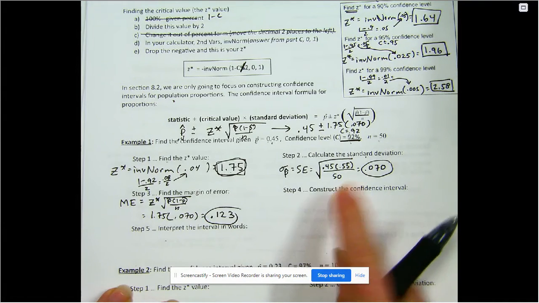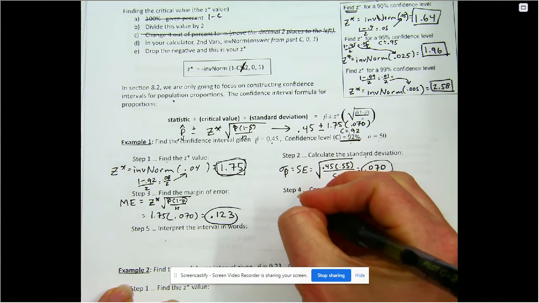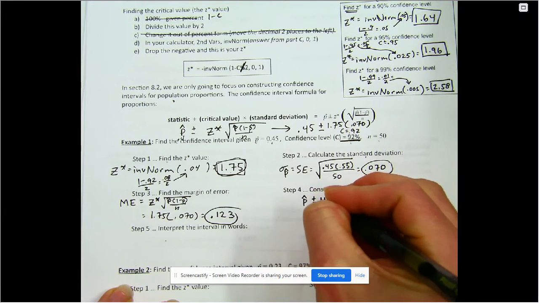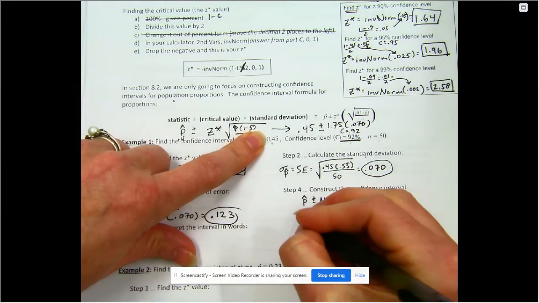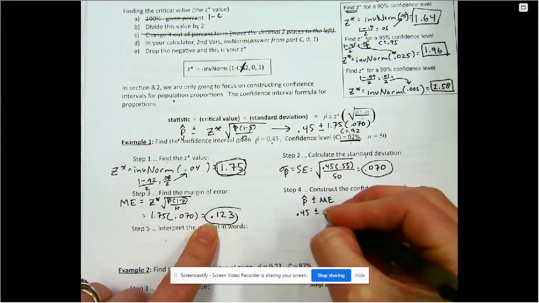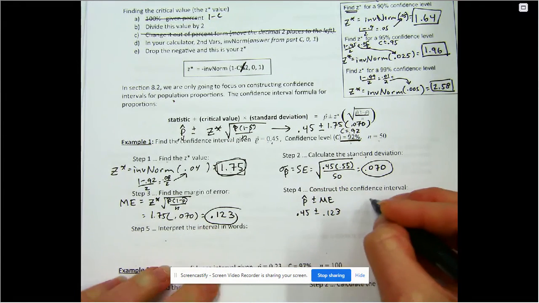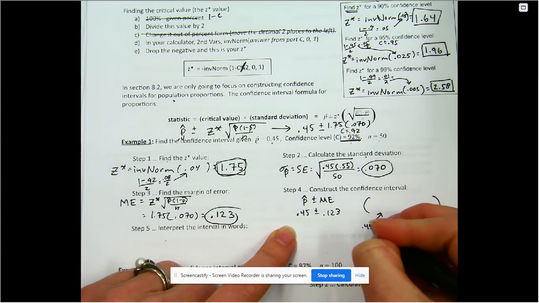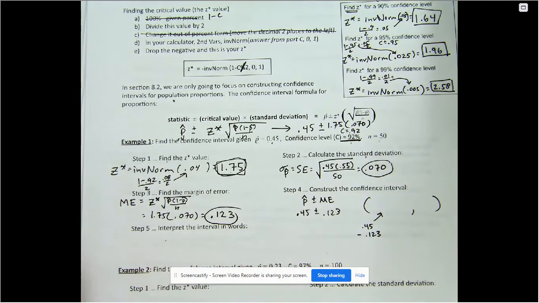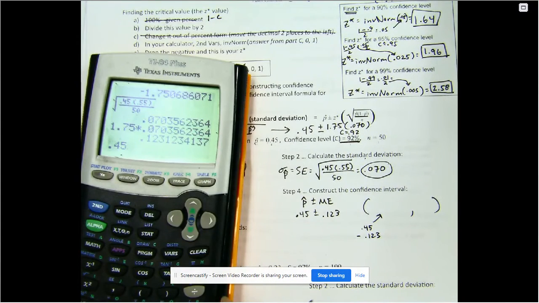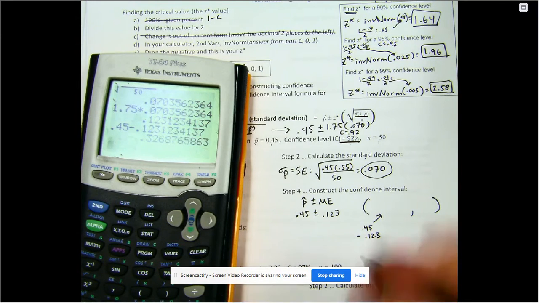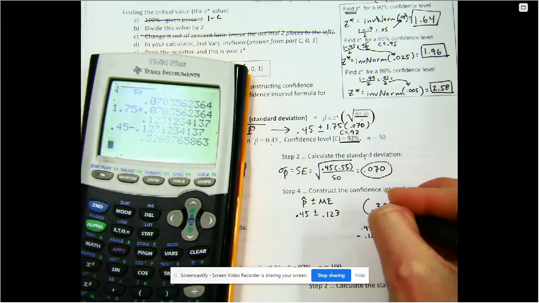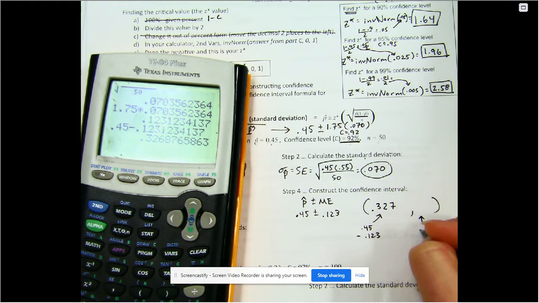Construct the confidence interval. So remember, our confidence interval is just point estimate plus or minus our margin of error. Our point estimate is 0.45. Our margin of error is 0.123. So my confidence interval is going to look like this. To get the lower value, I'm going to go 0.45 minus, and I'm just going to scroll up and grab it, 0.123, which gives us 0.327.